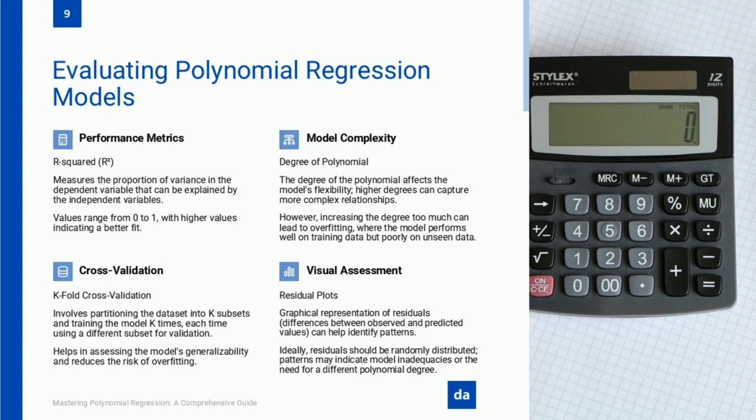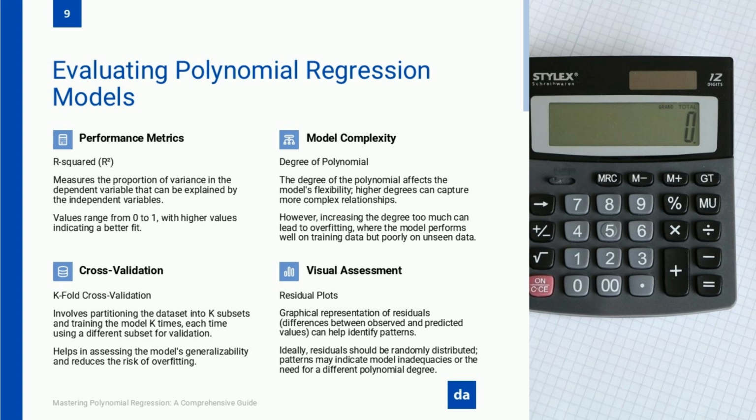To avoid relying on a single metric, cross-validation is often used to assess the model's generalization ability. Cross-validation splits the data set into multiple training and validation subsets, ensuring that the model is tested on different portions of the data. The most common method is k-fold cross-validation, where the data is divided into k subsets, and the model is trained and tested k times, each time using a different subset for validation.